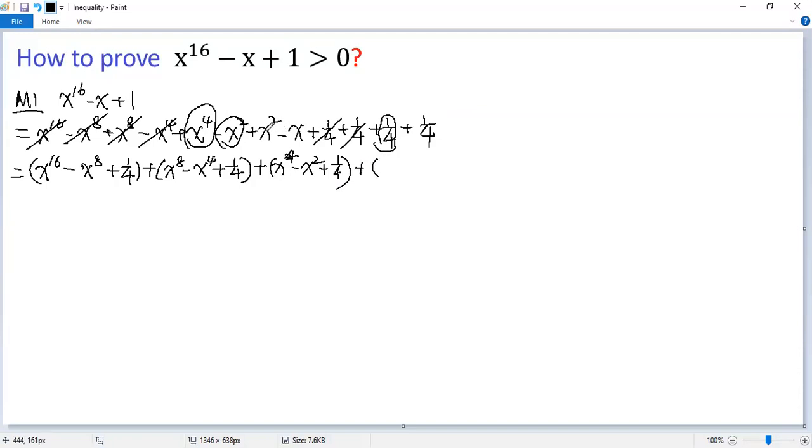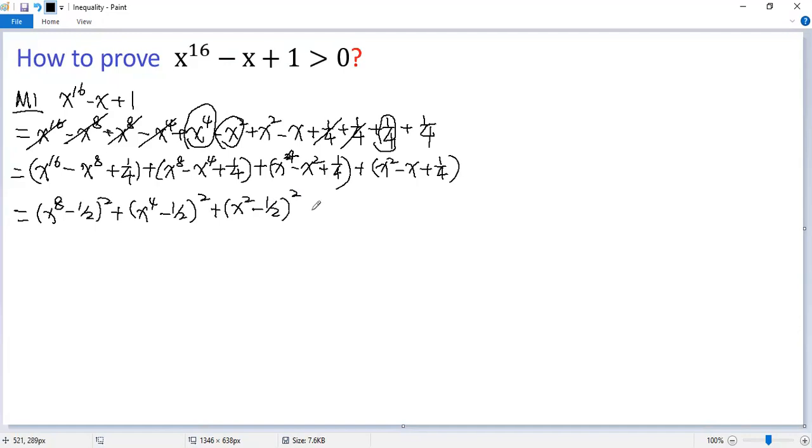Finally, x squared minus x plus a quarter. You see, each group is a perfect square. So we get x to the power of 8 minus half, squared. The second, x to the power of 4 minus half, squared. The third, x squared minus half, squared. The last one, x minus half, squared.